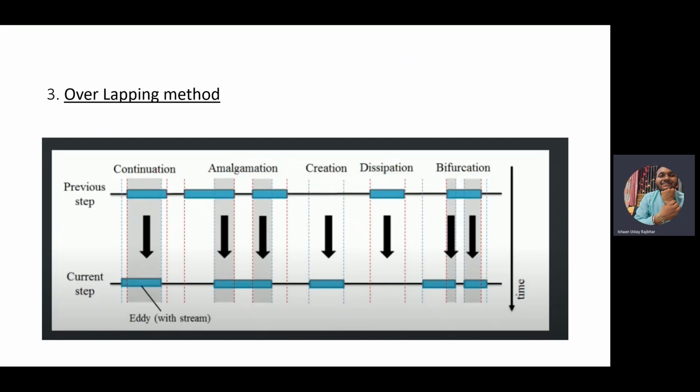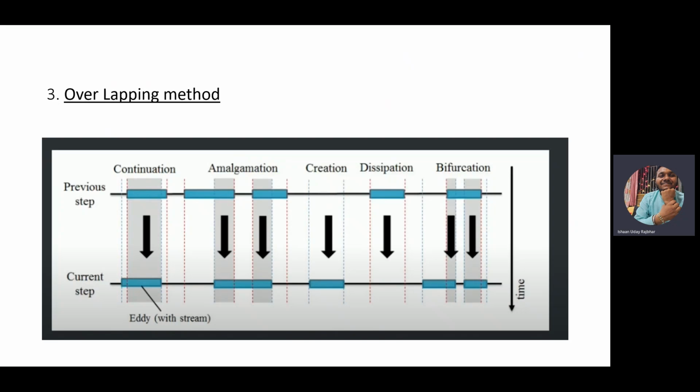Creation or birth. An eddy in the current time step does not correspond to any eddies in the previous time step. This basically means that this is just a newly formed eddy or a developing eddy. Dissipation or death. An eddy from the previous time step does not correspond to any eddies in the current time step. So this basically means that the eddy that was being tracked is no longer active or has totally dissipated.